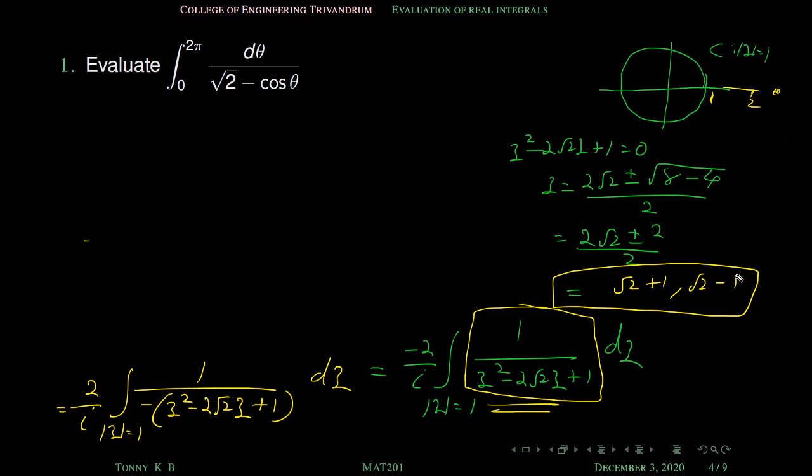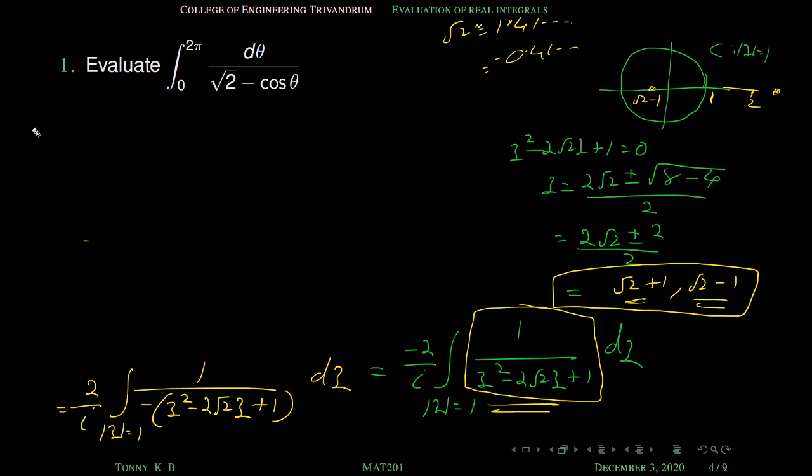Then what about root 2 minus 1? Does it lie inside C? Yes, inside C, because we know that root 2 is approximately 1.41, so root 2 minus 1 is approximately 0.41. So anyway this is somewhere here. So root 2 minus 1 is inside C and root 2 plus 1 is outside C. So we have to find only the residue at root 2 minus 1. We are not interested in root 2 plus 1 because it is outside. Next our aim is to find the residue of this function at root 2 minus 1.